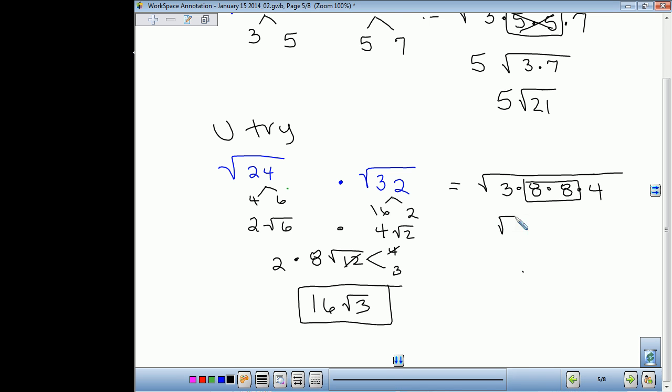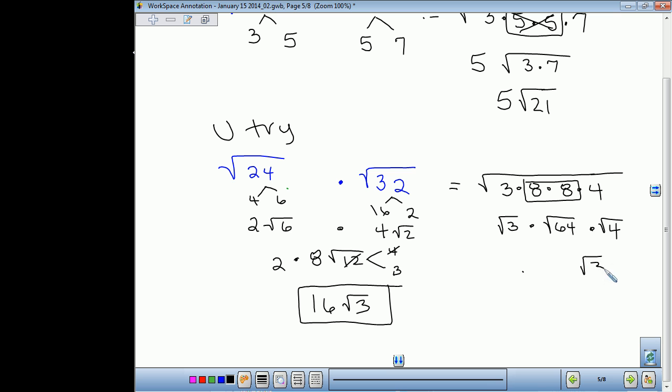I can break this down into the square root of 3 times 8 is the square root of 64 times the square root of 4. Does this thinking make sense for that line? Can you take the square root of 3? Is that something you did last year?